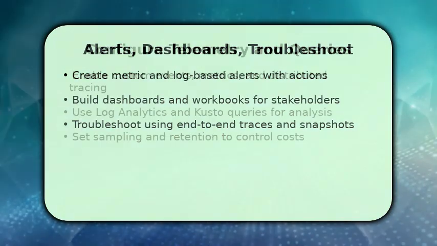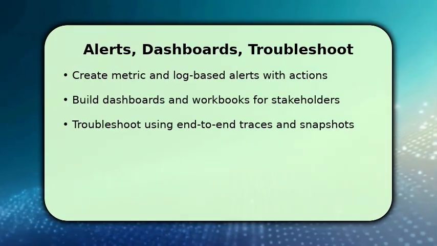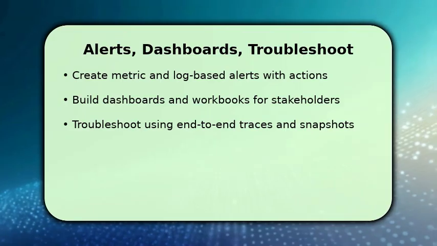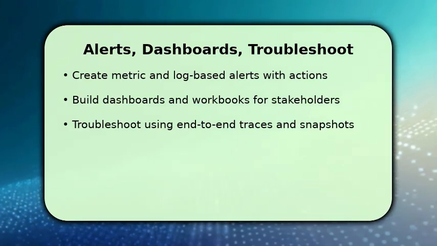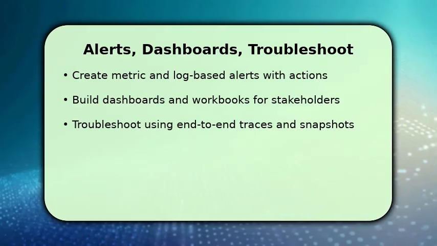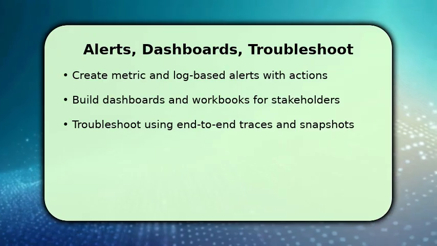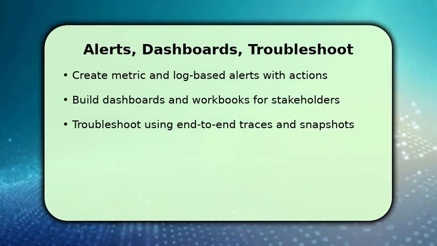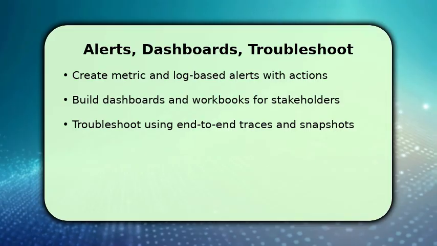To complete setup, create alerts from metrics and log queries and attach action groups for email, Teams, or automation runbooks so you respond quickly. Build dashboards and workbooks tailored to developers and ops. They keep stakeholders aligned. When things go wrong, use end-to-end traces, exception snapshots, and the profiler to pinpoint slow code or failing dependencies.